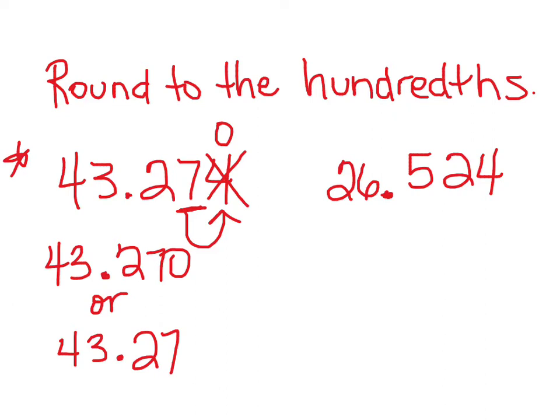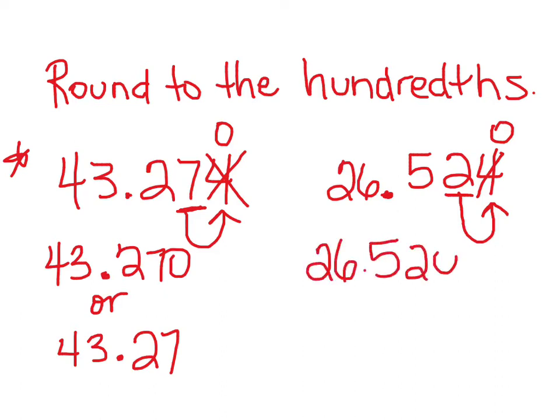Okay, 26 and 524 thousandths. We're going to round to the hundredths place, which is the 2. The 2 hooks to the 4. The 4 is 4 or less, so the 2 stays the same. Same problem. The 4 becomes a 0. 26 and 520 thousandths, or 26 and 52 hundredths. Either is correct.